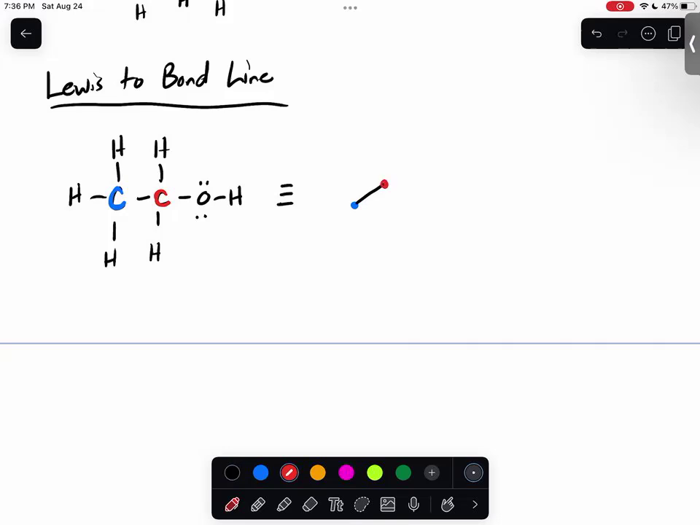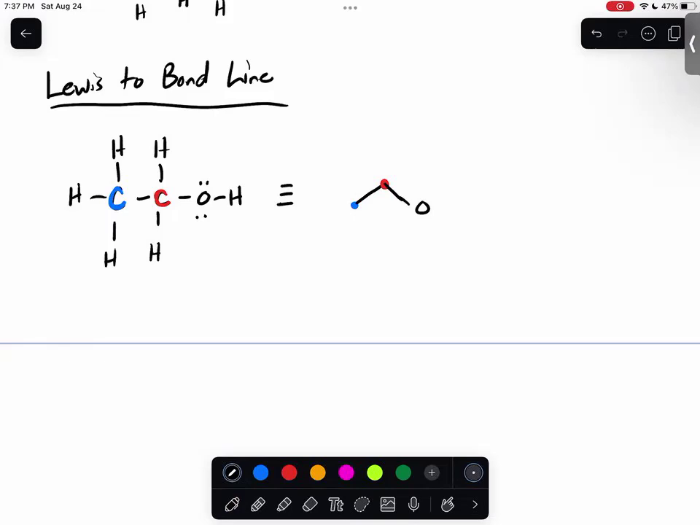Right there in the middle, right? So there's our bond between those two. And then we have from that red carbon a bond to the oxygen, which has a bond to the hydrogen that we do have to show. Because remember, one of the rules of this is that we have to show all hydrogens connected to heteroatoms.